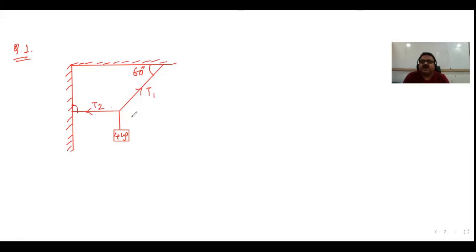I can do it in many ways, but I'm just going to solve it by the method of Lami's theorem. So what to do? First, look at what I'm doing. This is 4 kg, that means 4g, that is 40 Newton acting downward. So first write down 40 Newton acting along this direction. Then this is T1 and this is T2.